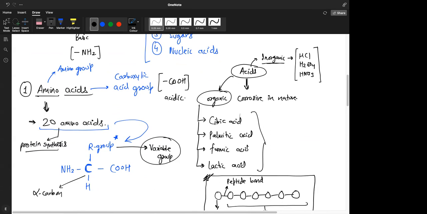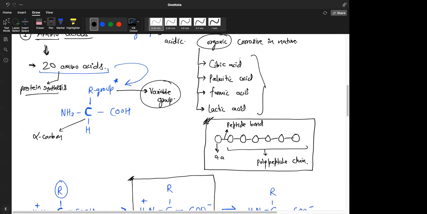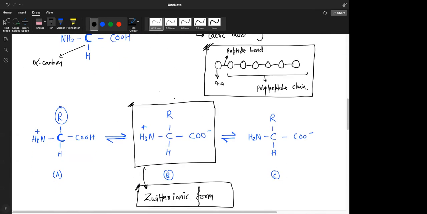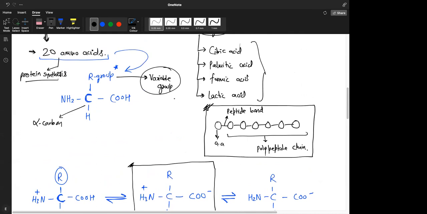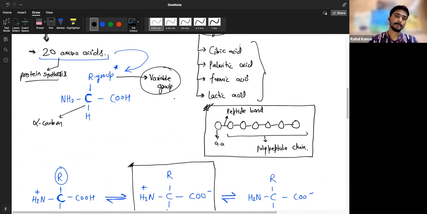Then let's discuss the R group. The R group is a variable group in the amino acid, and the nature of the R group decides the nature of the amino acid.